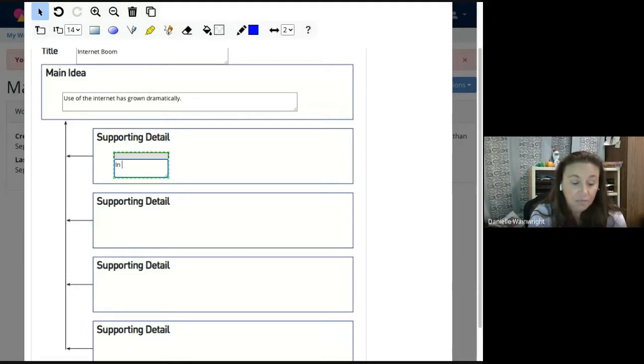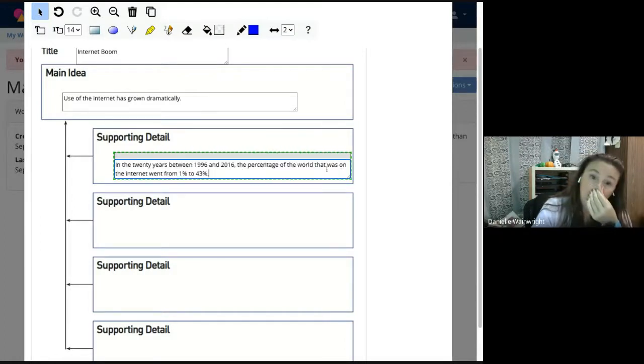So in the 20 years between 1996 and 2016, the percentage of the world that was on the internet went from 1% to, what did we say, 43%. All right, there's lots of different ways you could write that, including in 2 sentences. I chose to write it in 1. You could do it in 2. Boom, put these to the side.